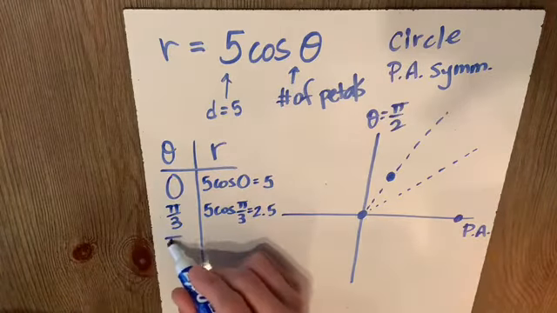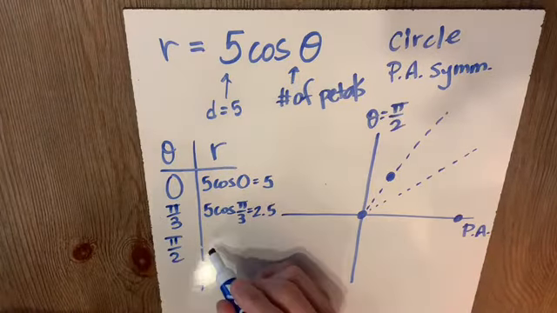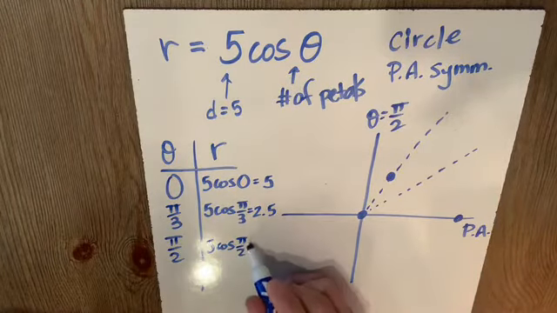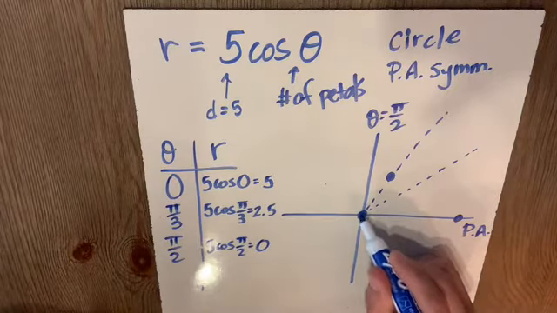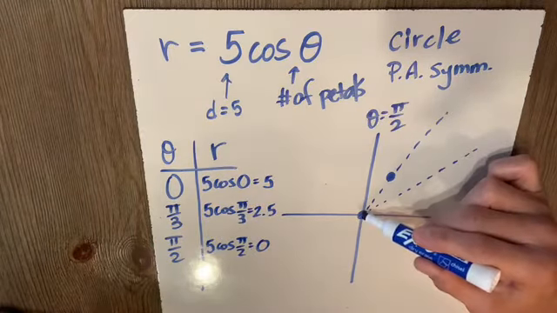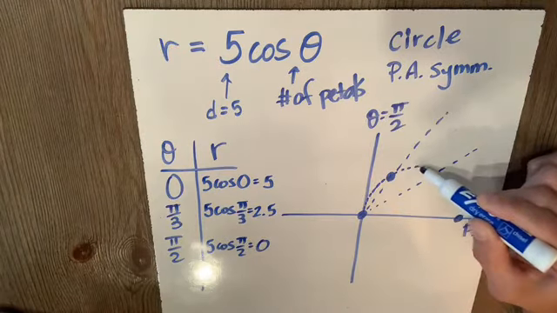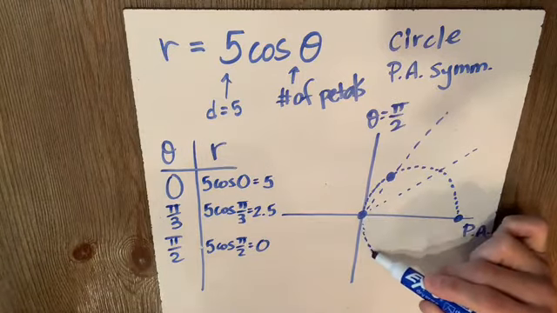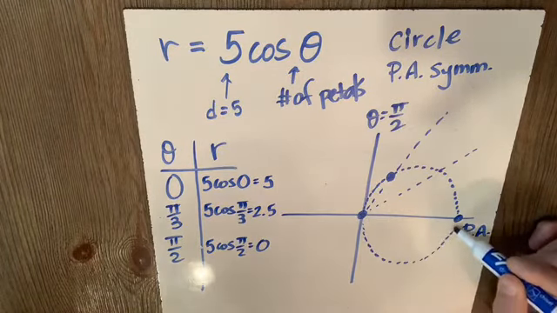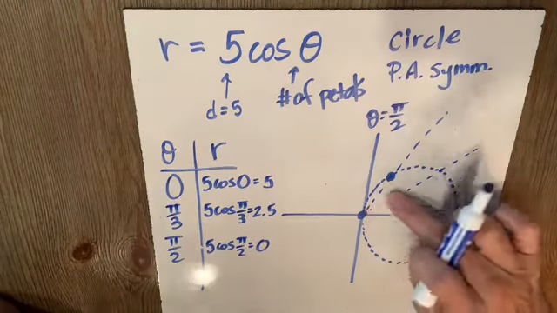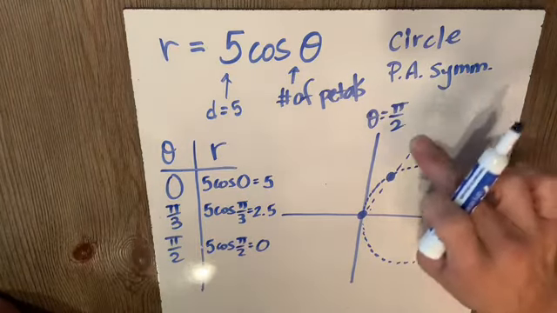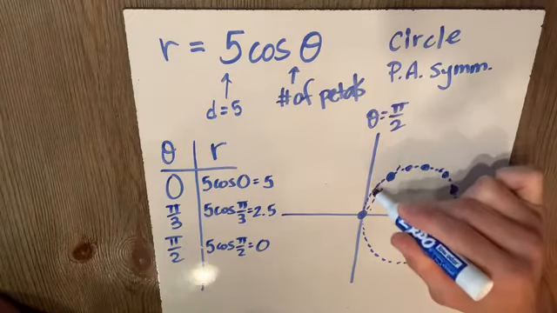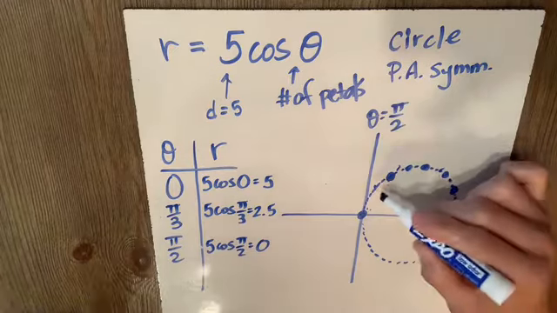What about at pi over 2? 5 cosine of pi over 2. Well, cosine pi over 2 is 0 times 5 is 0. So that gives us this point. If we keep on doing this, we're going to get something that looks like this. Remember, because we have polar axis symmetry, whatever happens above the polar axis is going to be mirrored with what happens under the polar axis. So if I kept on picking points, I would have gotten this and this and this and this and this. And before you know it, I'd say, I think I know what this looks like.